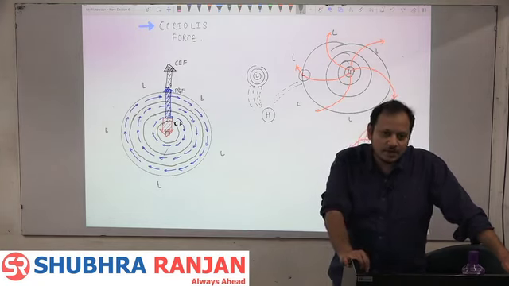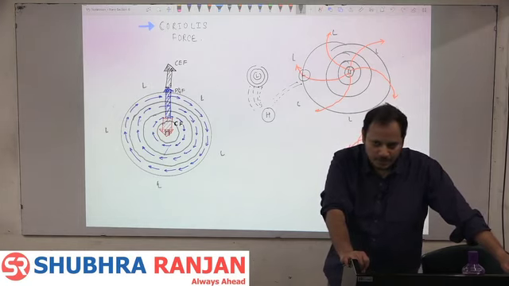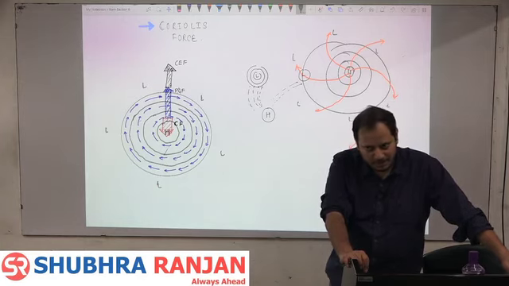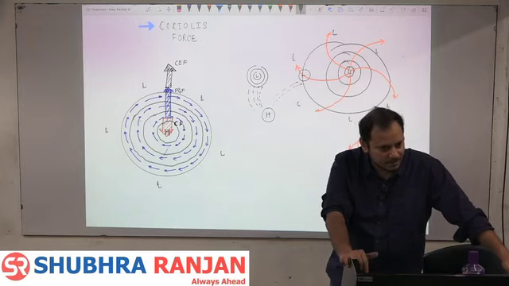See, theoretically, centrifugal force and centripetal force are balancing each other. In reality, centrifugal force and centripetal force में हमेशा difference रहेगा. Real life is different. Theoretics is different.